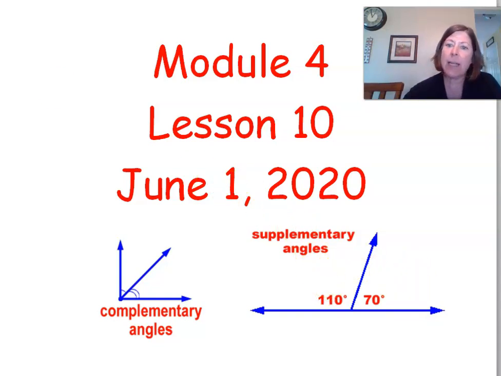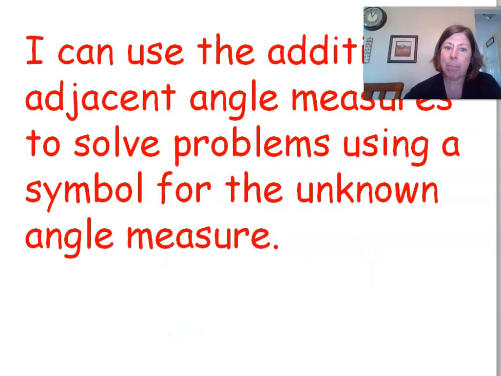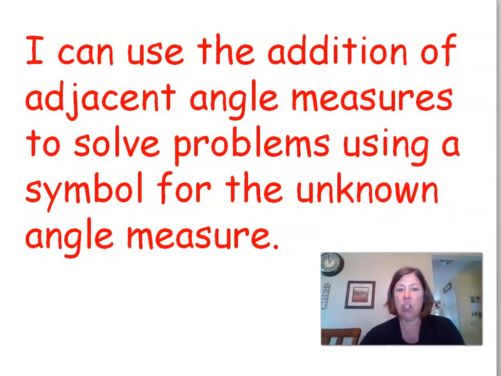So let's move to our I can statement. I can use the addition of adjacent angle measures to solve problems using a symbol for the unknown angle measure. Adjacent basically means like next door neighbors. So we can use the addition of adjacent angles, angles that are right next door to each other, to solve problems using a symbol for the unknown angle measure. We've used symbols before. It's that variable. We use them in CGI.